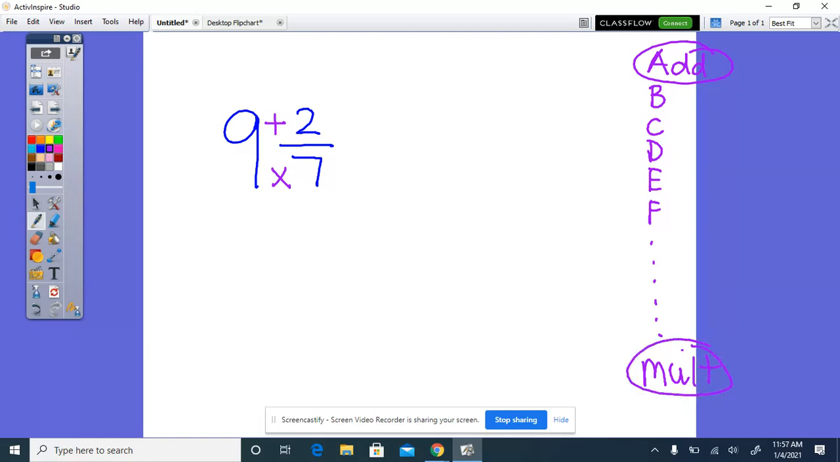So adding is on top, multiplication is on bottom. Adding's on top here, multiplication's on bottom. That's a trick to help you remember where each sign goes. Okay, so first step, 7 times 9 is 63. Then plus 2 is 65. Keep the same denominator. And you're done.